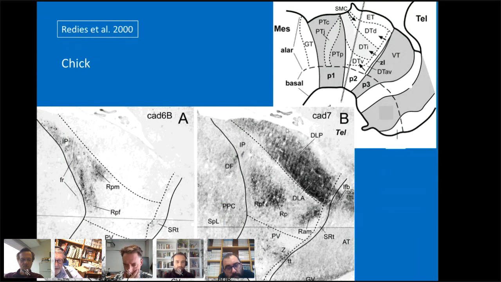There are labelings with particular cadherins that selectively label the dorsal tier, but not with this other cadherin. It stays completely negative. And this other one distributes into this tail-like portion, the dorsal portion of the intermediate tier. And with other markers, you can label separately and distinguish these boundaries that are analogous to the boundaries we saw in the reptile.